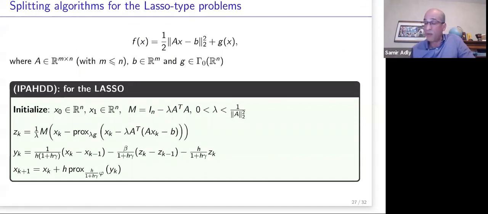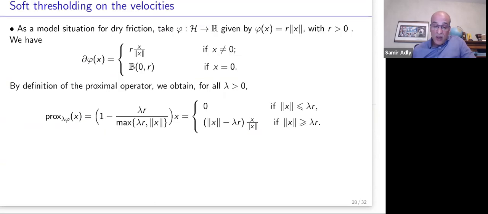Okay, and now, just because I have 2 minutes, I want to show you the application of this in the well-known splitting algorithm for what we call the Lasso-type problems. It means you minimize a quadratic function plus a non-smooth function.